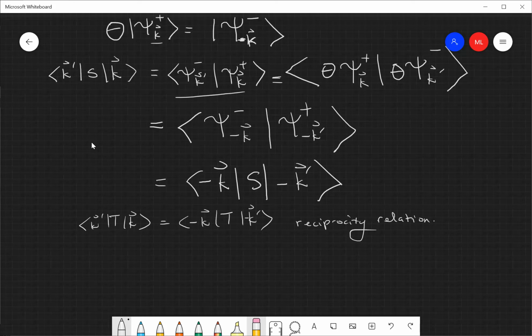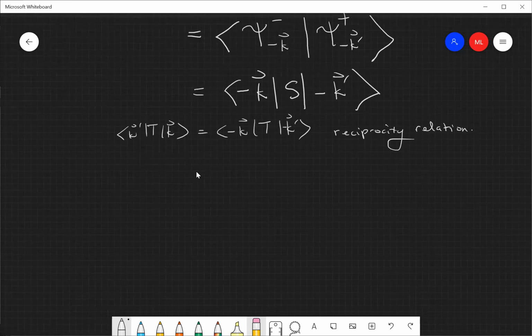It's a consequence of the properties of time reversal acting on the scattering states. It must be a symmetry obeyed by the S matrix, or equivalently the T matrix. So that's nice. We can do more.